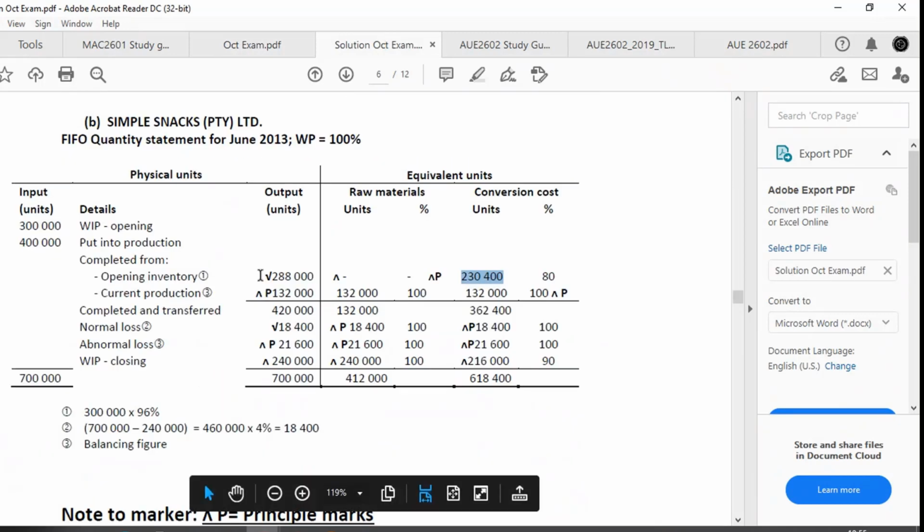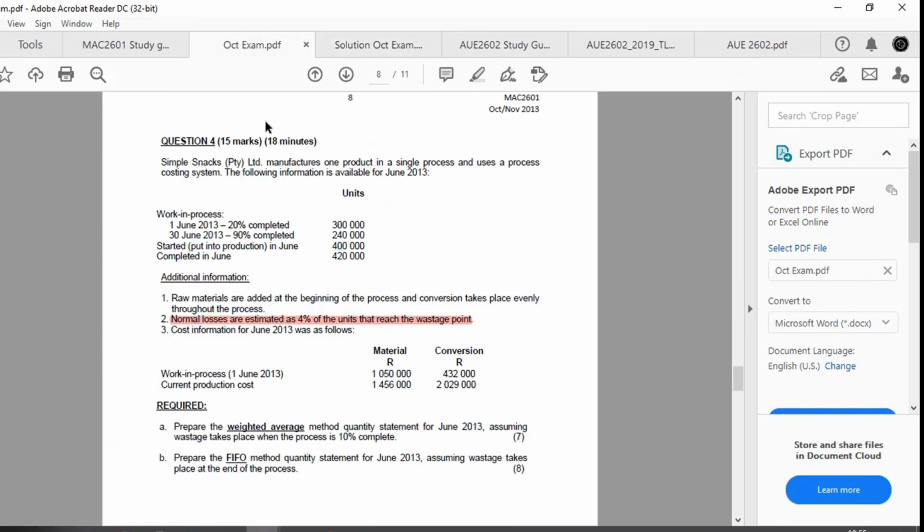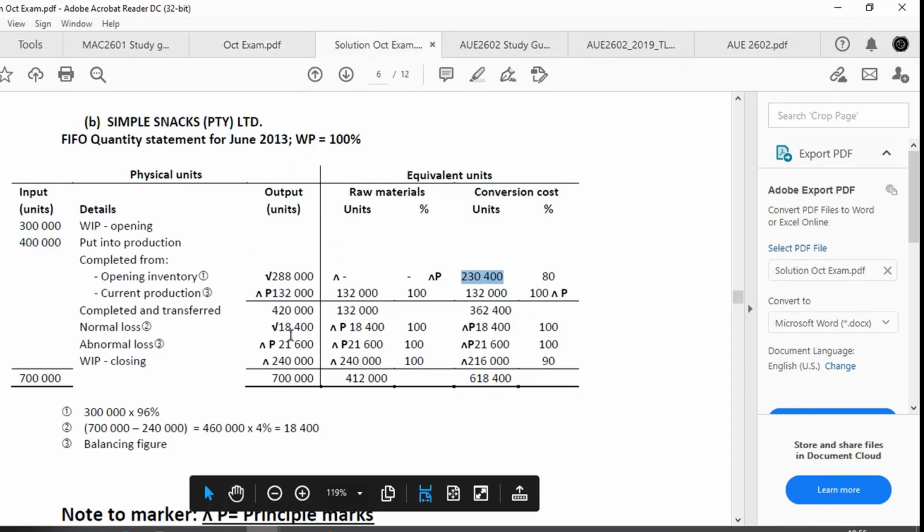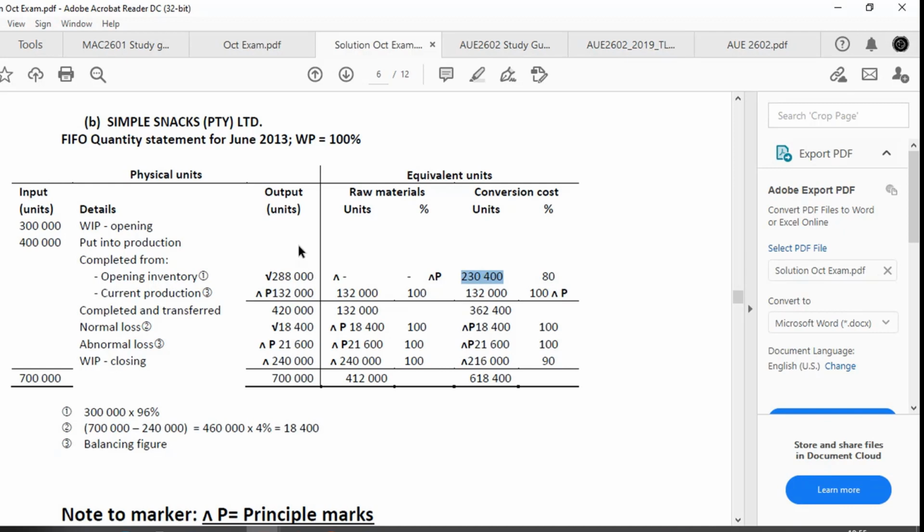So they didn't take the full 300, but then they multiplied it by this, probably because it passed, because the wastage is estimated to be at the end of the process. We've got to look at that next week, because I'm sure you guys are not yet comfortable with this whole normal loss and abnormal loss, but we'll revisit this question next week so that you understand it.